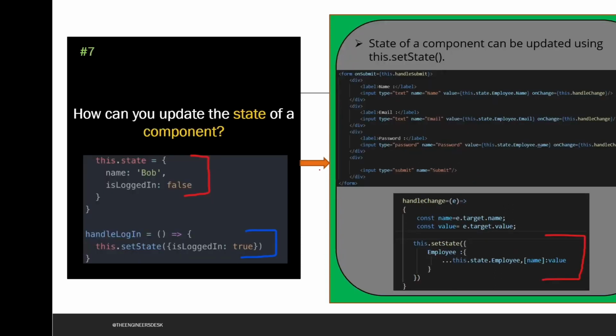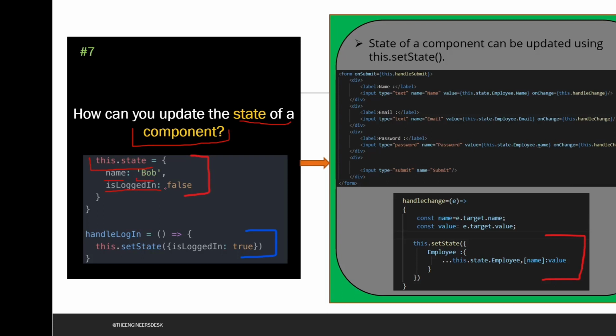This says, how can you update the state of a component? As I was talking about this.setState in the previous question, this is the same thing. So see here, I have used this.setState. I'm declaring name as Bob and isLoggedIn as false. These are the two things I'm declaring. So the initial value for name is Bob and the initial value for isLoggedIn is false.